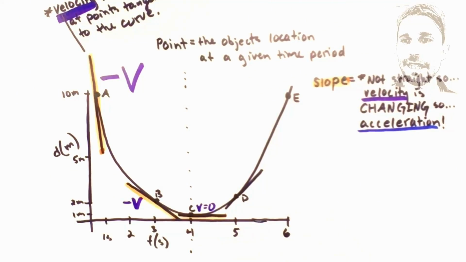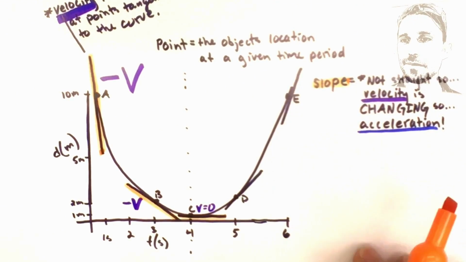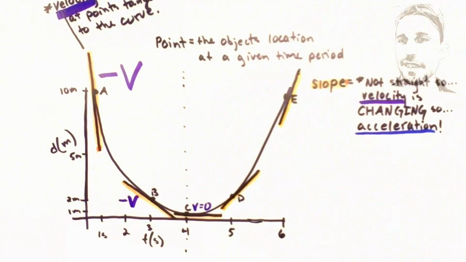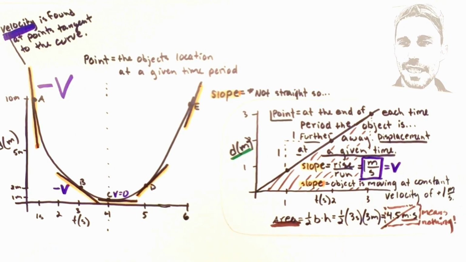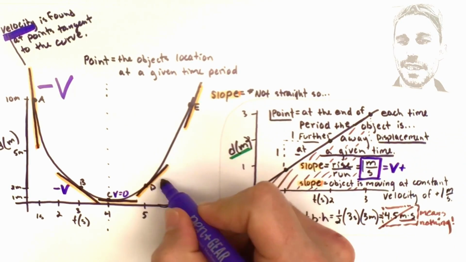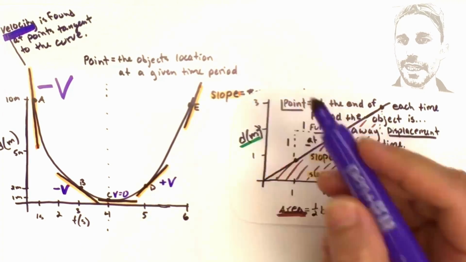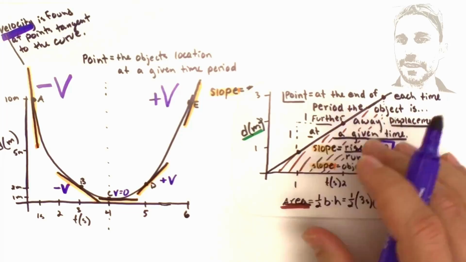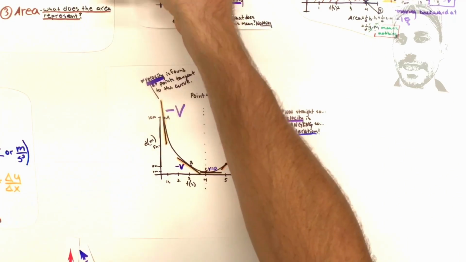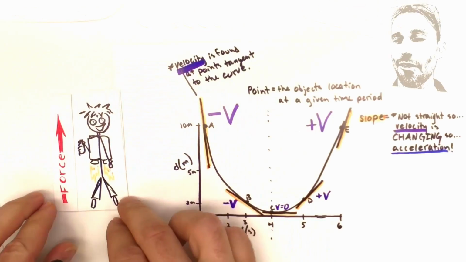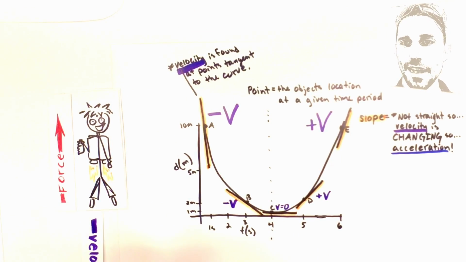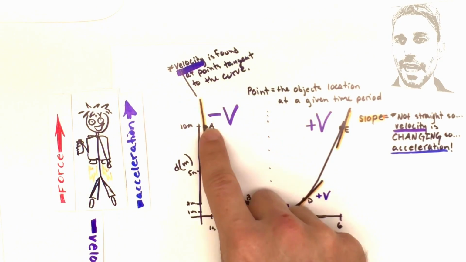At point D and E, we have our 2 tangent points. Now we've got these upward slopes, so these are positive velocities here. We've got a little velocity and then a big velocity at the end. So at point A, we had a big negative velocity. He's going down. And then his boosters kick on. The force starts going up. The velocity's going down. Acceleration's going up.